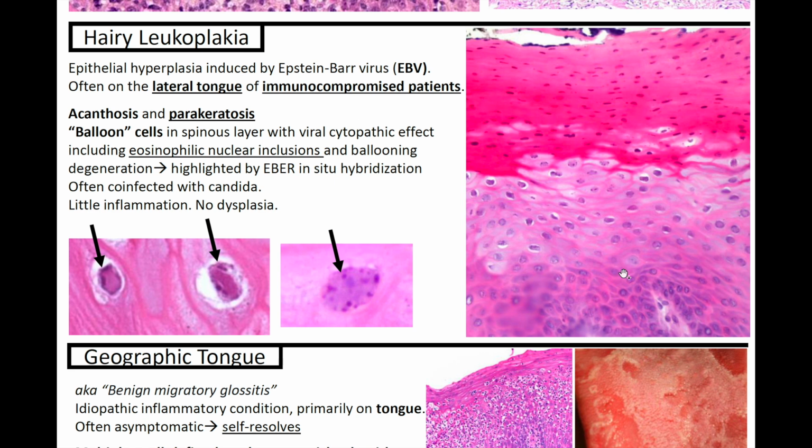And this is what hairy leukoplakia can look like. You can see the acanthosis, or the thickening, and then you also have this parakeratosis with these small pyknotic nuclei up top, classically associated with EBV.